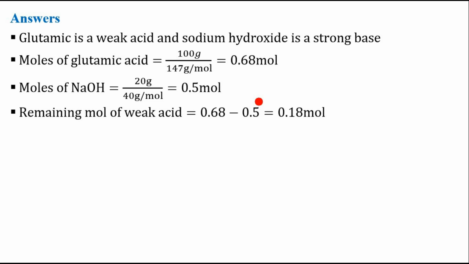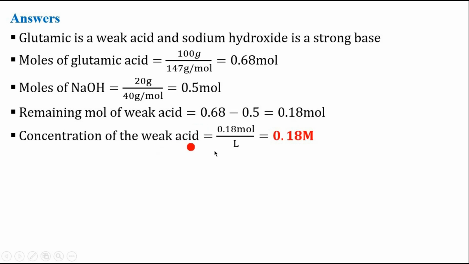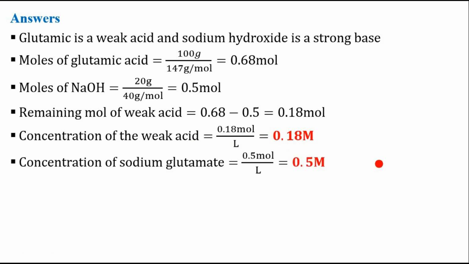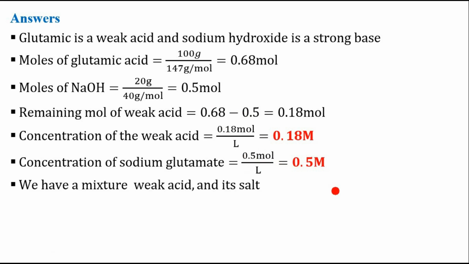That means when they react, the weak acid will be remaining in the solution, and we also have the salt which will be formed. So the concentration of weak acid remaining will be 0.18 per liter, because we have a 1 liter solution. Then the concentration of sodium glutamate will be equal to the concentration of sodium hydroxide which reacted, 0.5 mole over this one. Then you have the buffer system, a mixture of weak acid and salt.